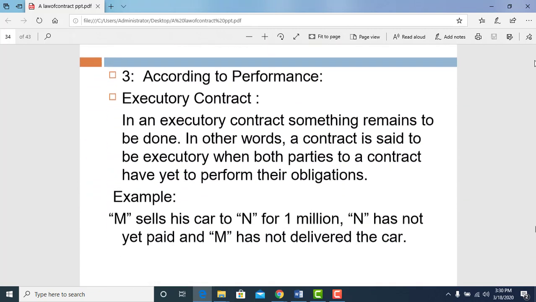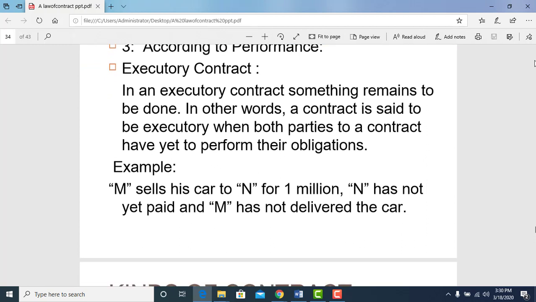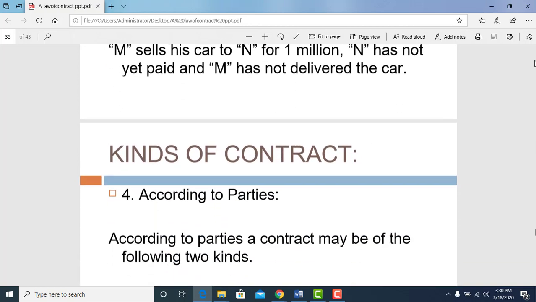According to performance, executory contract. In an executory contract, something remains to be done. In other words, a contract is said to be executory when both parties to a contract have yet to perform their obligations. M sells his car to N for 1 million. N has not yet paid and M has not delivered the car. So it is in the state of execution.